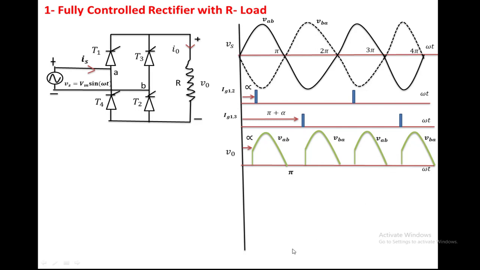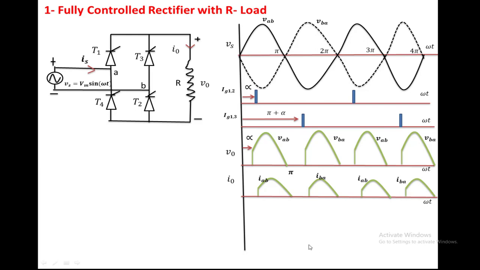Next, VBA. Now if you draw the output current waveform, in this case we have taken the load as a resistive load. So I naught equal to V naught by R. The load current waveform is same as the voltage waveform, but the magnitude will be lesser because we have taken the value of resistance in the load to be greater than 1. So this is IAB, this is IBA, this is IAB, again this is IBA.